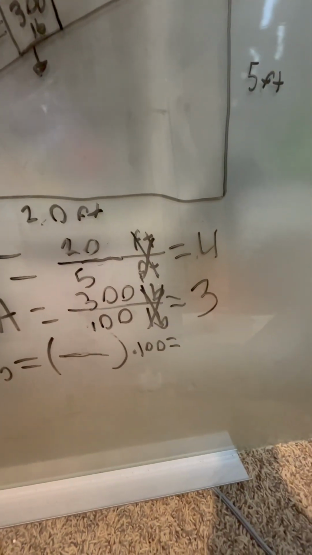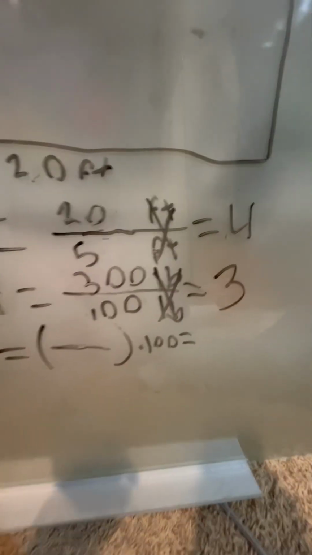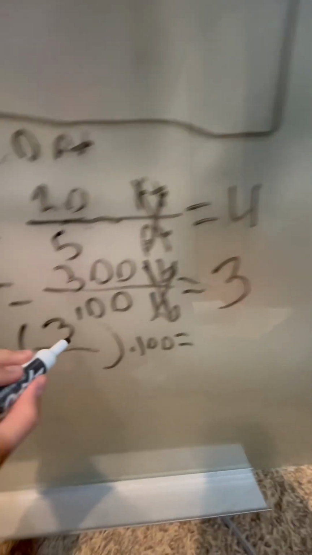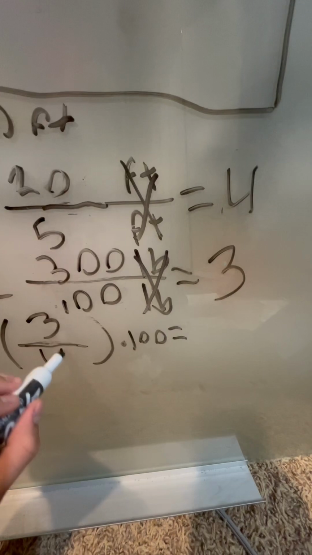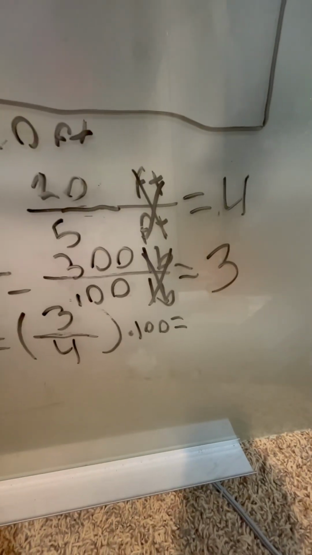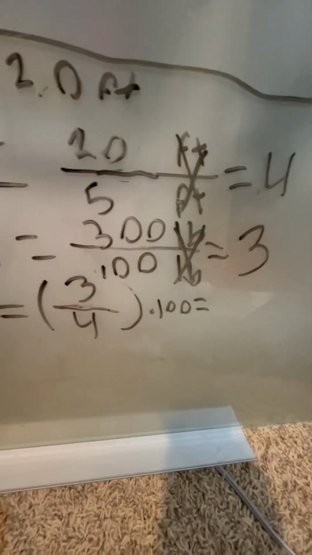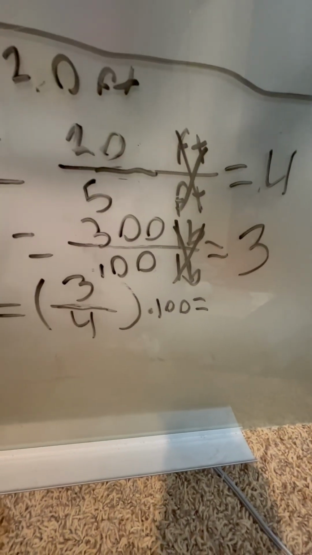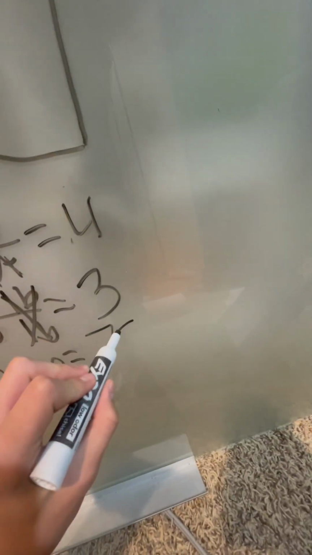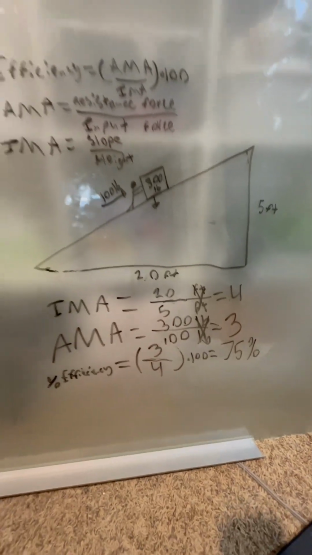And now, let's plug in for efficiency. We have 3 divided by 4, which is 0.75, times 100, gives us a 75% efficiency. And that is how you solve for efficiency.